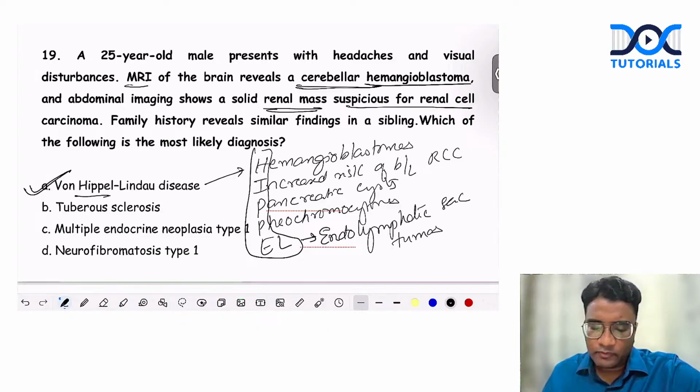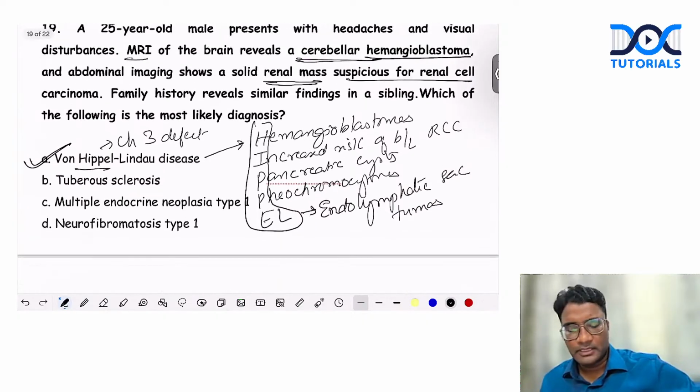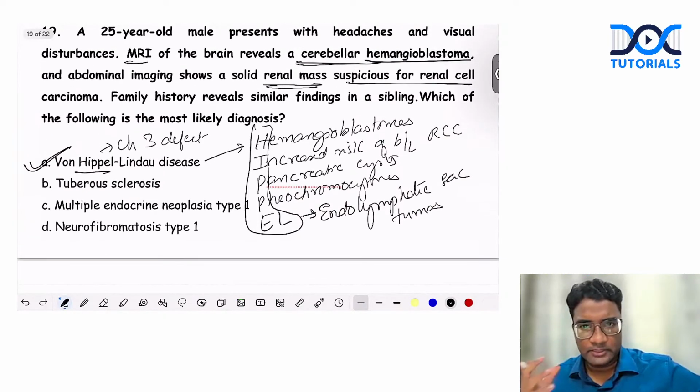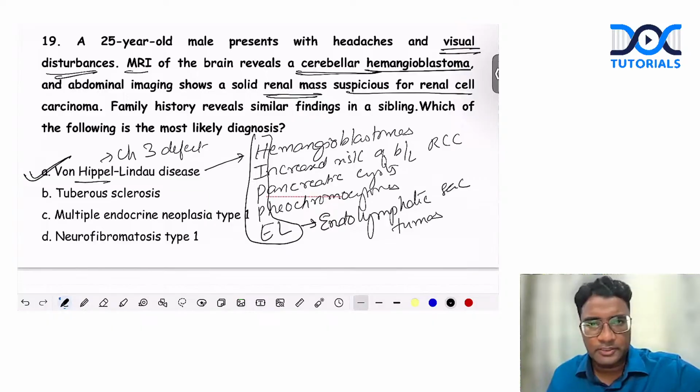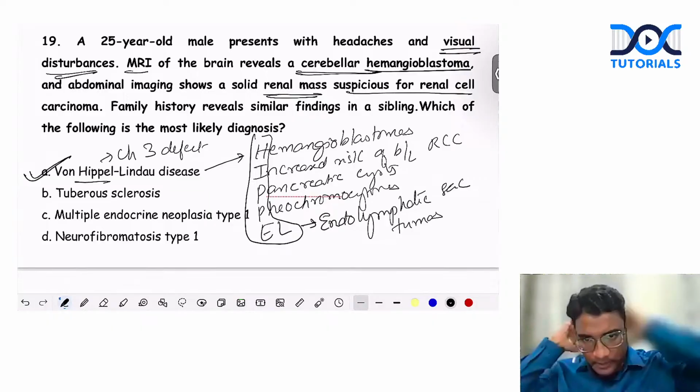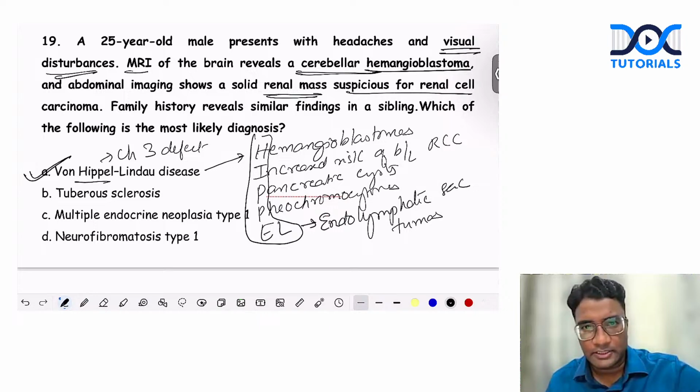So this is von Hippel-Lindau syndrome, the chromosome 3 defect that we have. Remember, cerebellar hemangioblastomas, retinal hemangioblastoma. Because of retinal hemangioblastoma, there is also visual disturbances, right? So retinal hemangioblastoma, cerebellar hemangioblastomas, and bilateral RCCs. This is von Hippel-Lindau syndrome.